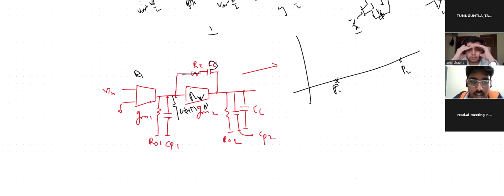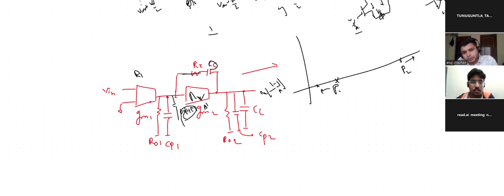Sorry, this is CC. What about the second pole? Can you write it quickly? First pole I got. You split the Miller cap, and it is just R1 and this cap at the first node. Yes, sir. Now the capacitance here is increased, so this pole will move a bit. That is fine, and this can be considered as the new dominant pole.